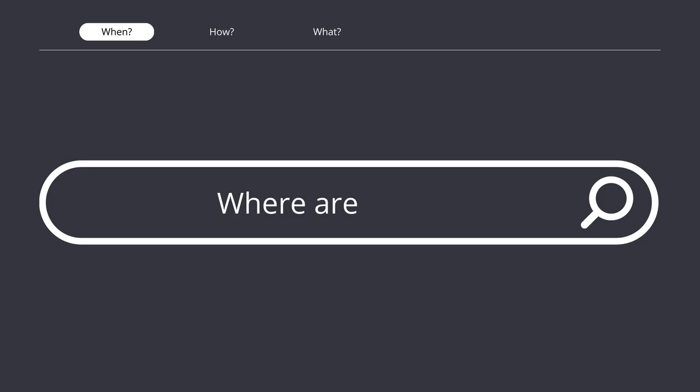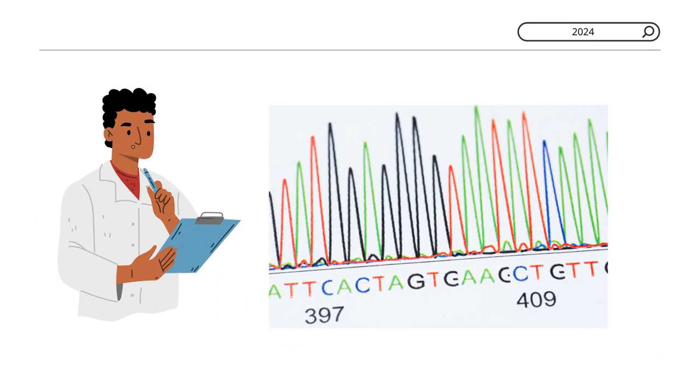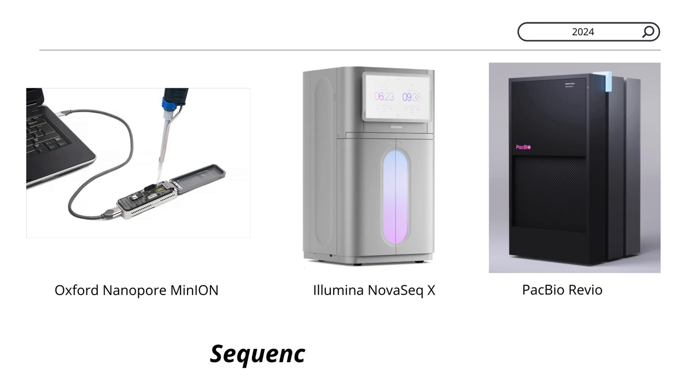So where are we now in 2024? Now that you have a general understanding of the revolutionary technologies from Sanger sequencing in 1977 to single-cell sequencing in 2009, you'll be surprised to know that all these technologies are still used now. Through this, we have been able to uncover information that has taught us so much about our genetic makeup.